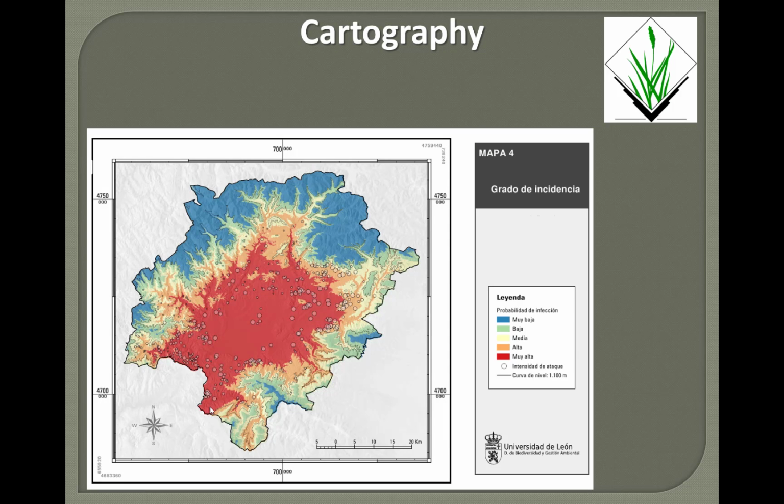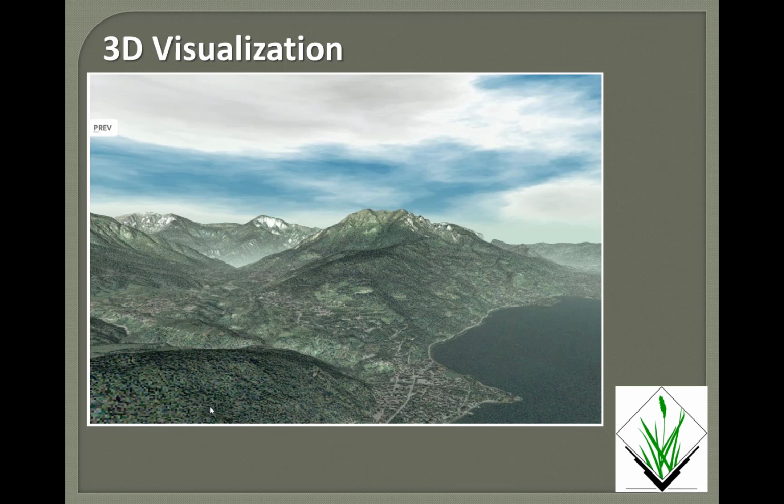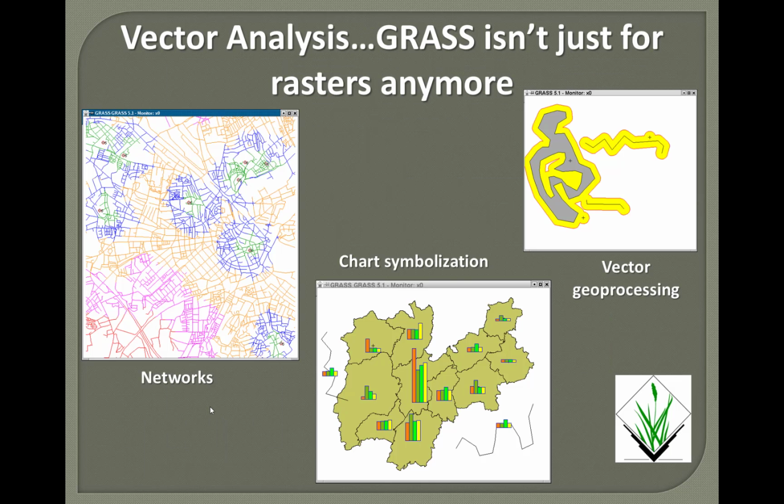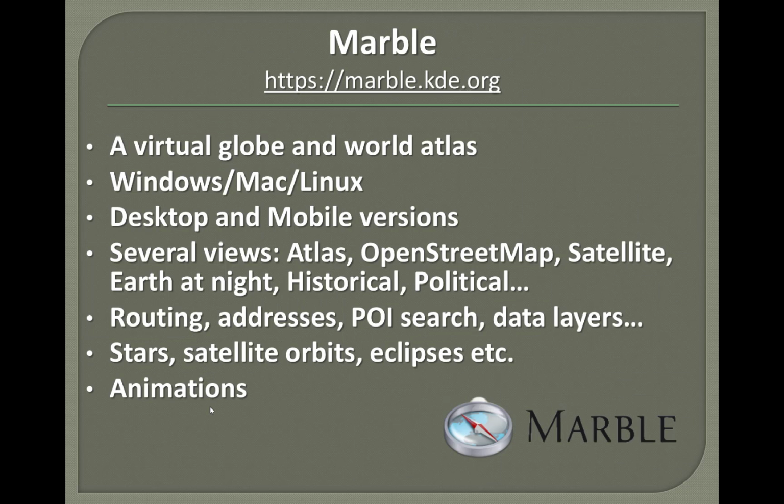You can use it to do cartography, kind of simple cartography. Cartography is not its strength. Really analysis and modeling is its strength, but it does have some tools for creating simple maps. It has a lot of tools for 3D visualization. You can do some really nice effects. It's really strong at image processing. It has hundreds of modules for dealing with satellite imagery and LiDAR and things like that. And on the vector side, you can do network analysis, you can do chart symbolization, vector geoprocessing like buffering, all the kind of simple things you're used to doing, it's going to have. So that's GRASS.